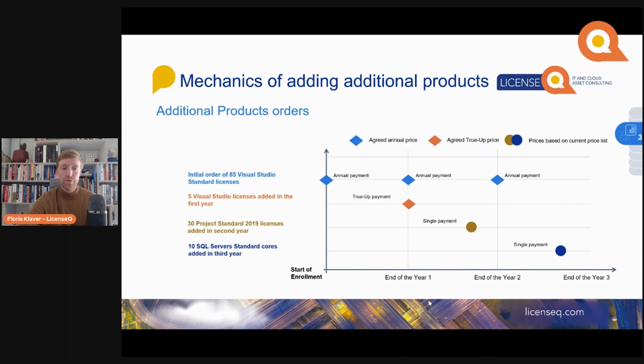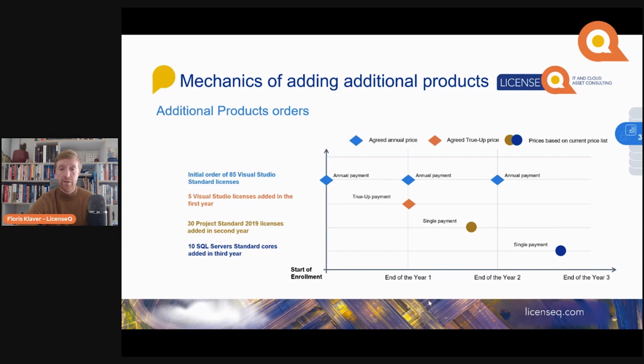Now, how does it work when you try to add new licenses for products that you have not previously ordered? So in the top row, you see the annual payment that you're doing in your enterprise enrollment. And for the sake of argument, that annual payment includes 85 licenses of Visual Studio. So in year one, you start using additional license of Visual Studio, and you have to place a true up for it against your agreed price, and you'll pay that for the remaining term.